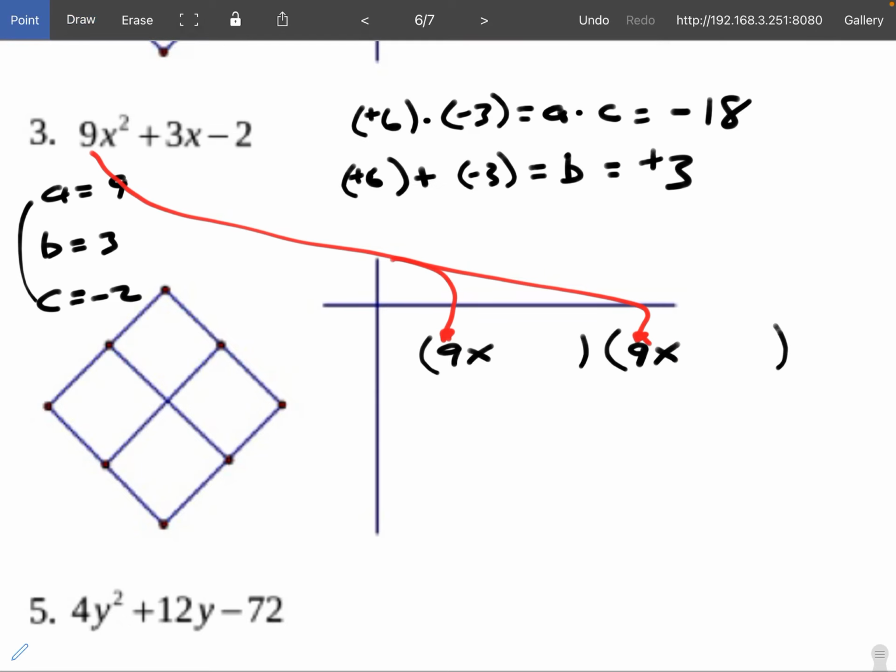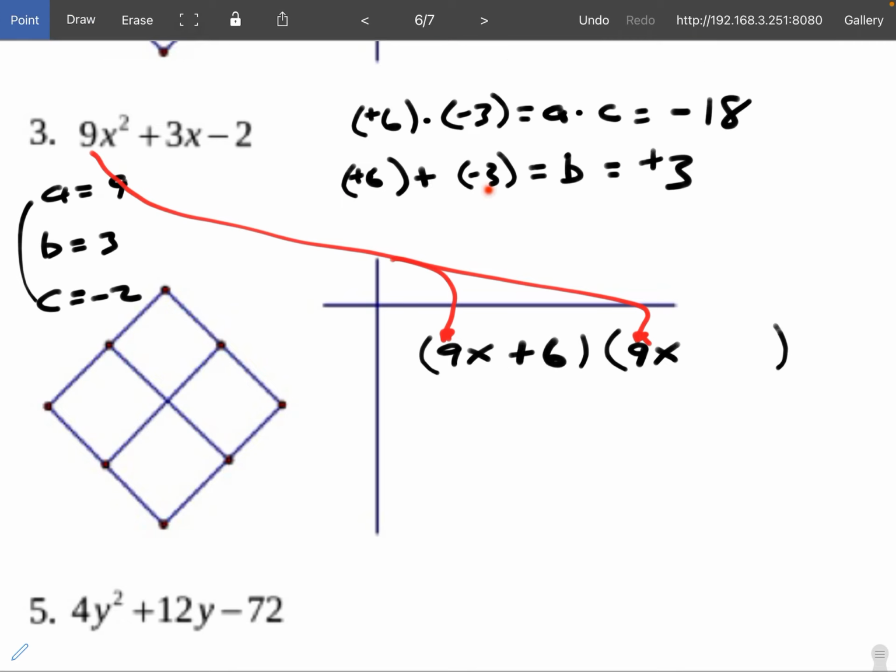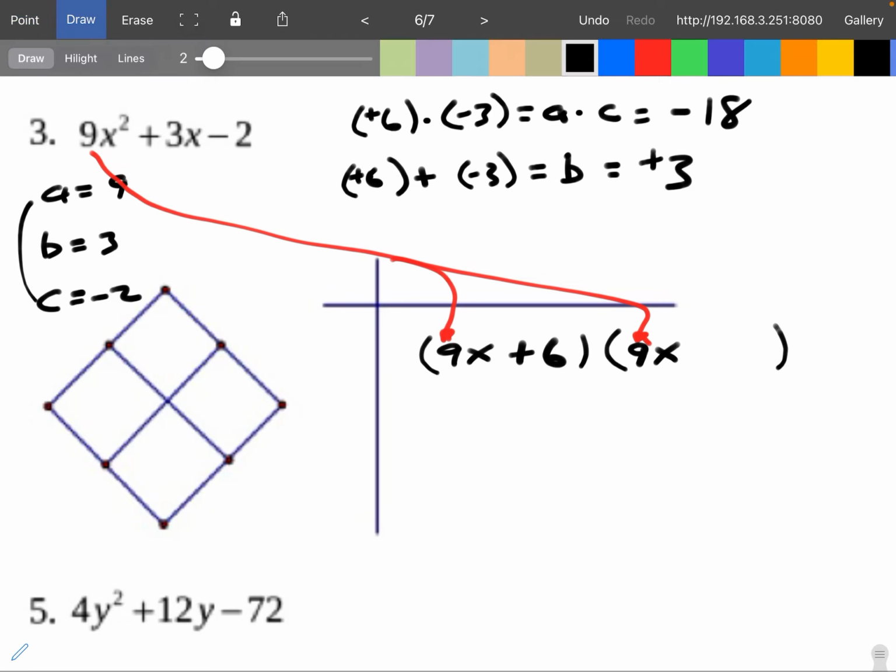All right, so that's going to give you a 9x and a 9x. And then right here we got a +6 and a -3. So if it's a +6, we write +6. And if it's a -3, we write a -3.